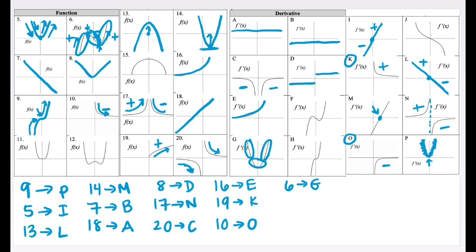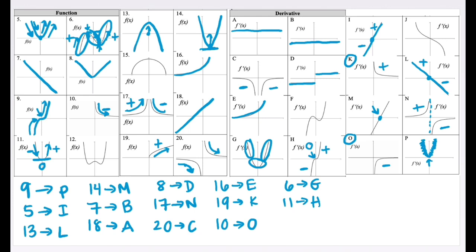Now, if I look at 11, 11 is negative, or decreasing, sorry, which means the first derivative would be negative, and then it's increasing, so it's going to be positive after here. And then we have a place here in the middle where we're at 0 for a minute. So this one starts negative, it's at 0 for a little bit, and then it goes positive. So I am leaning towards H for this one because it's negative, it goes 0 in the middle for a little bit, and then it turns positive. So 11 is going to be matched up with H.